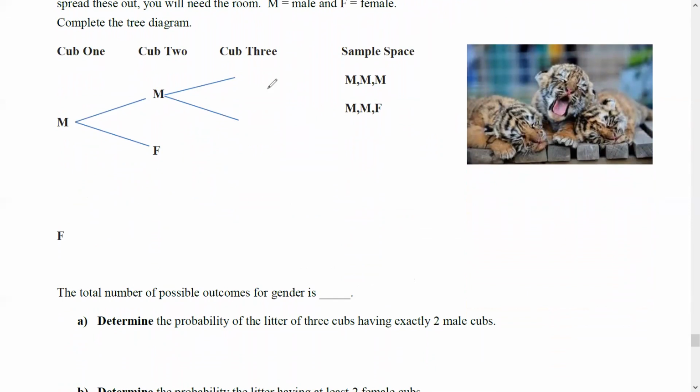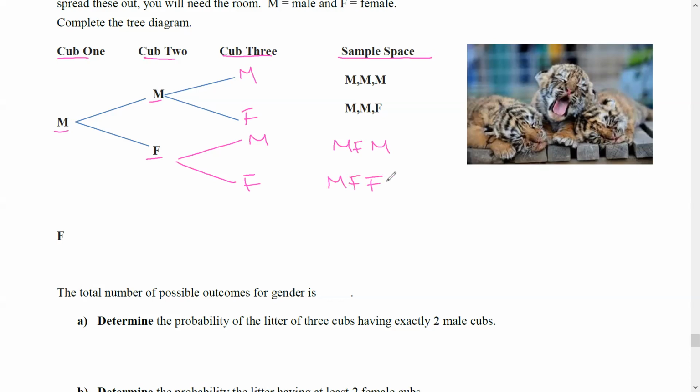Really what you do is, it says we've got a tiger and it's having 3 cubs, and lists the possible order of having the 3 cubs. So cub 1, cub 2, cub 3, and then the order. So I can start with a male. So I go male, then I have a male or a female, then a male or a female. And I keep going, male or female, male or female. And when I'm done with my tree, then I'm able to list out my set.